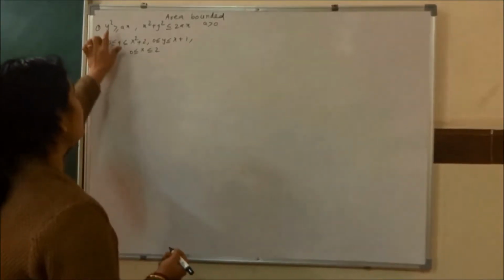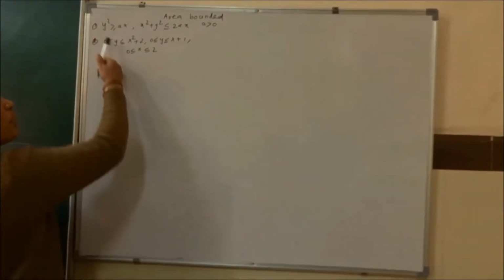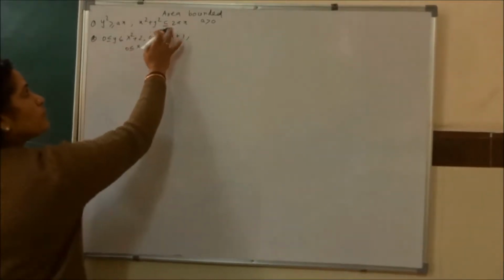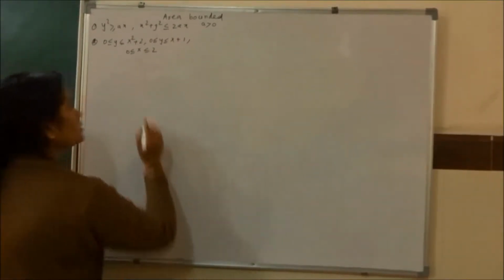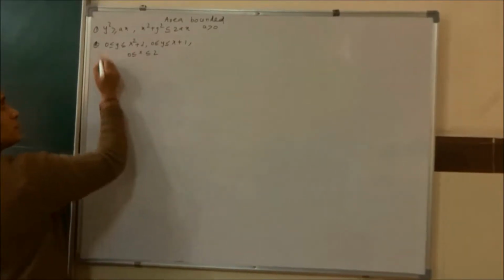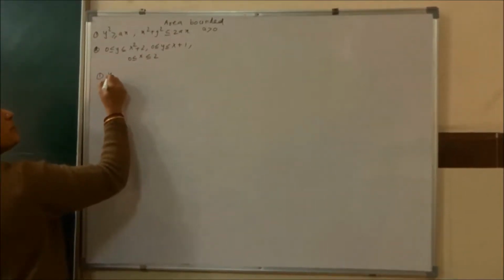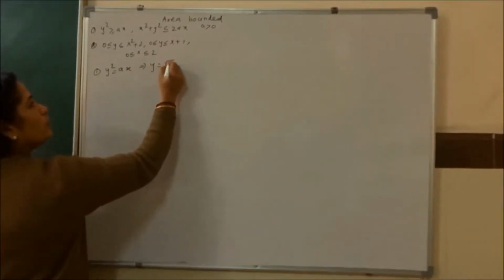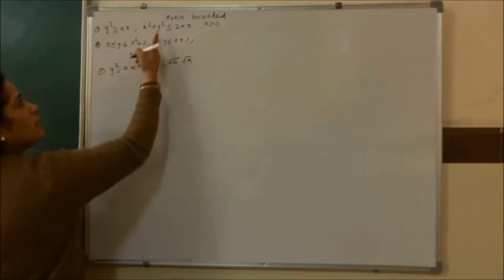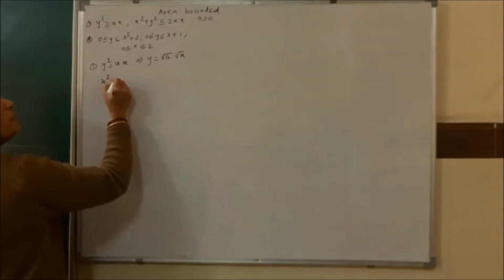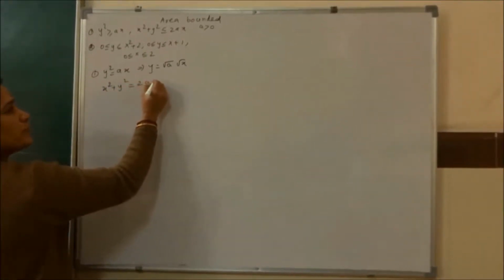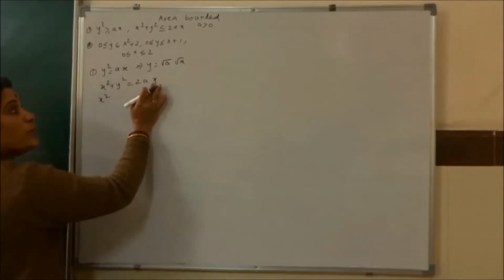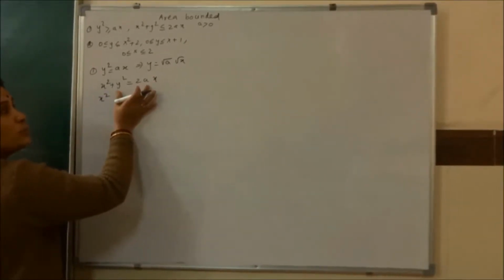I am taking the question: find the area of the region bounded by y square greater than or equal to ax and x square plus y square less than or equal to 2ax. Now see this, this is 1, y square equal to ax. So this implies y equal to root a into root x. Now this one, x square plus y square equal to 2ax, is a circle equation, but it is not a circle with center at the origin.